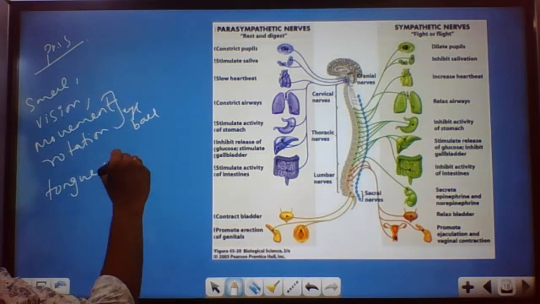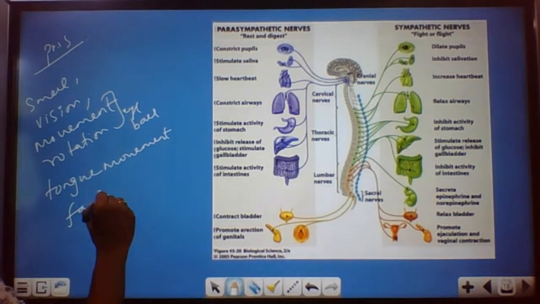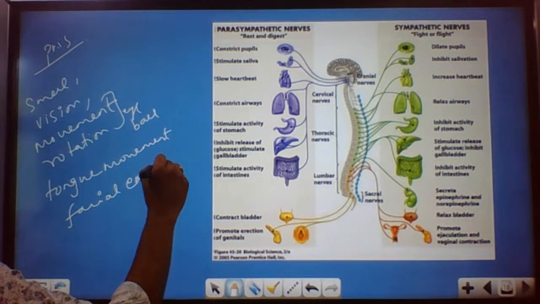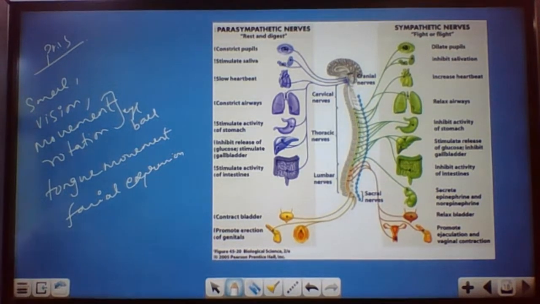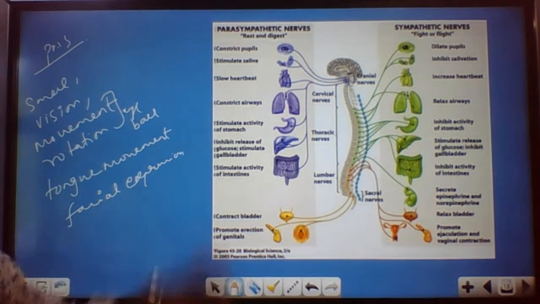Tongue movement and facial expression. These are the combined effects of the spinal nerves and the cranial nerves that we've been discussing about. So coming to the next part, that is the autonomic nervous system.